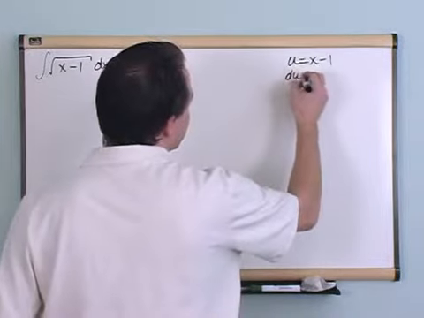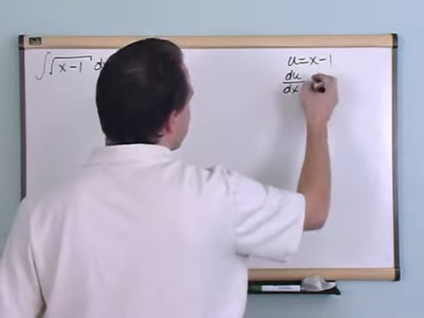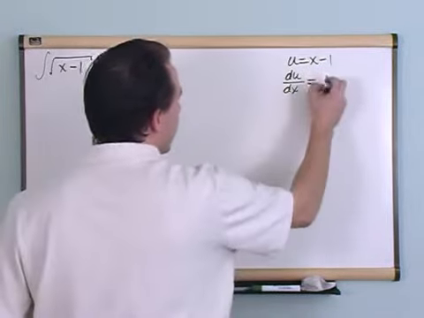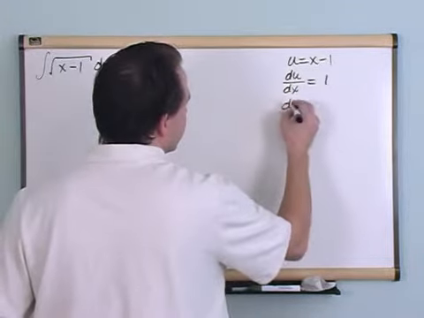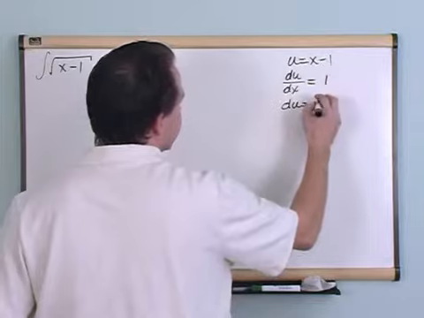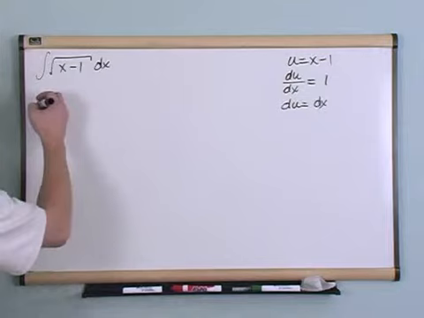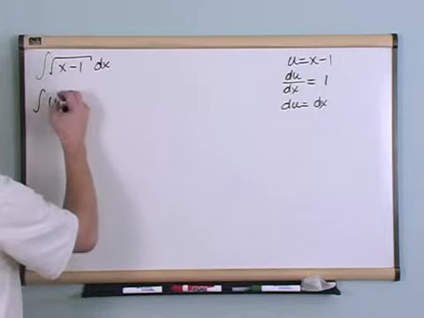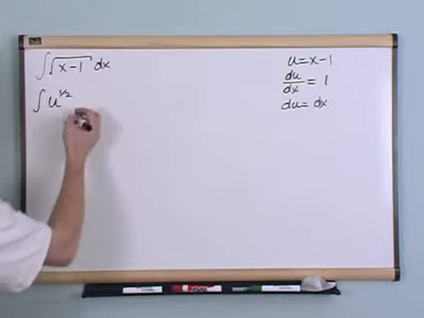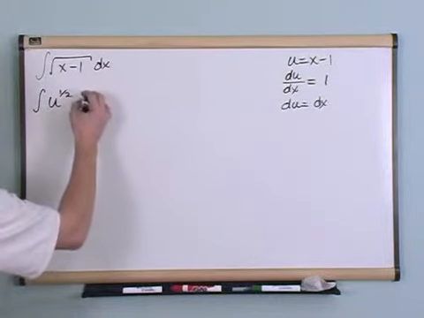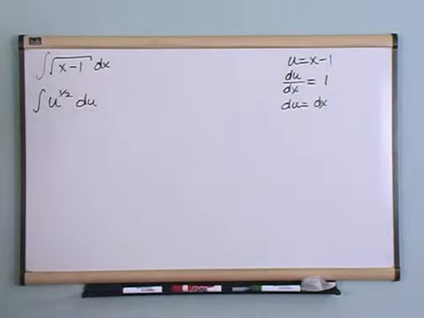So then du dx, the derivative of u with respect to x, is equal to 1, because the derivative of this is just 1. So then du is equal to dx. This is very simple. I don't have to really do anything else. So I can rewrite this integral as u to the 1/2. This is u, it's a square root, so I'm just writing it as 1/2 times du, because dx is equal to du. You see how simple that becomes now?